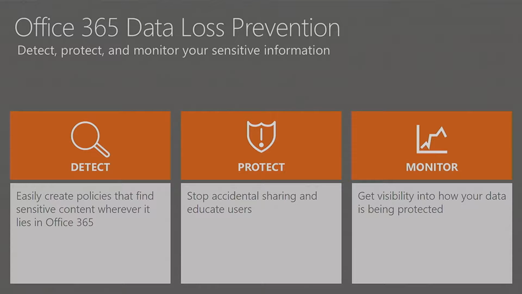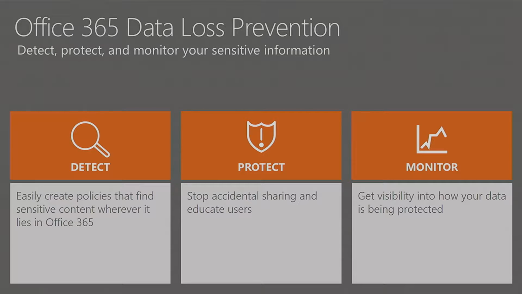And then once you've detected it, you want to protect it. And we do that, of course, by helping you stop the accidental sharing and educate users. And this is effectively done through what we call policy tips. It's a little UI dialog box that tells you why you're violating the policy. So it gives you, right in line with that application, a way to make a corrective action so that you can continue on with that document.